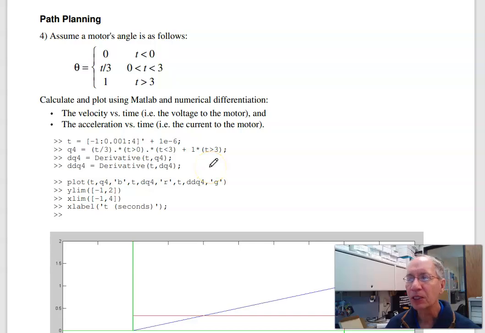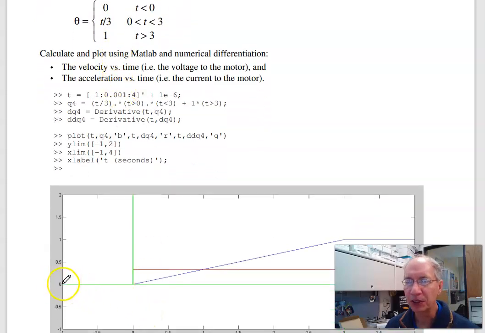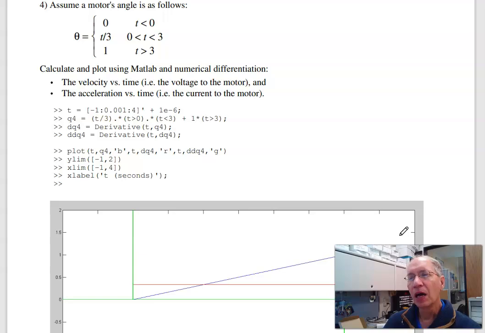Problem 4 looks at path planning. Suppose I have this function. I'm going to go from 0 to 1 radian following this path. For t less than 0, it's 0. Then an increase as t over 3, then it's 1. Calculate the velocity and acceleration of a robot that follows that path.